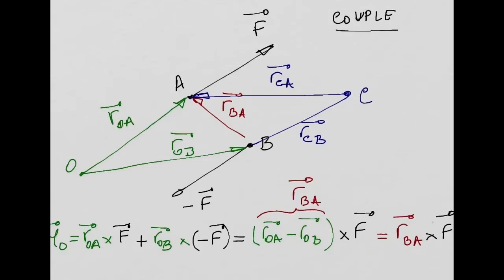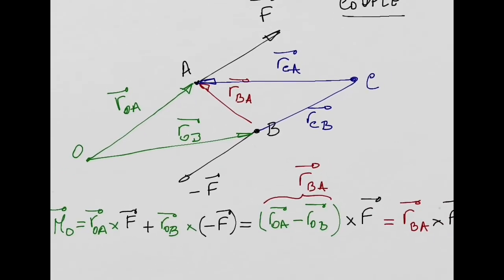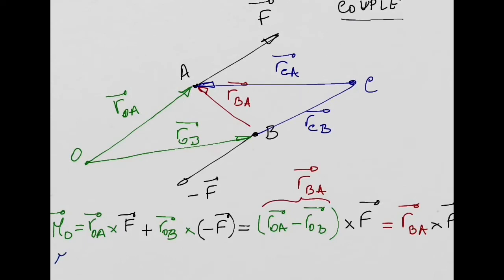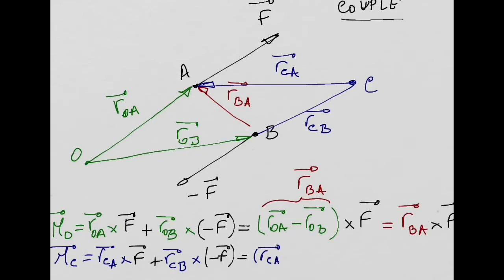All right? And then, if I want to calculate the moment about point C, I will have to do it in a similar way. So I will have my position vector RCA, cross with my force F, plus my position vector RCB, cross with my force minus F. That will be equal to RCA minus RCB, cross with my force F. And my conclusion is this is going to be, again, equal to RBA cross F.